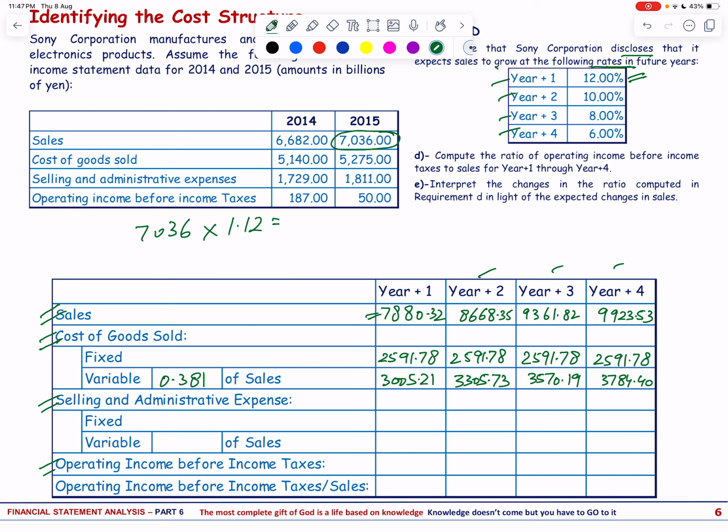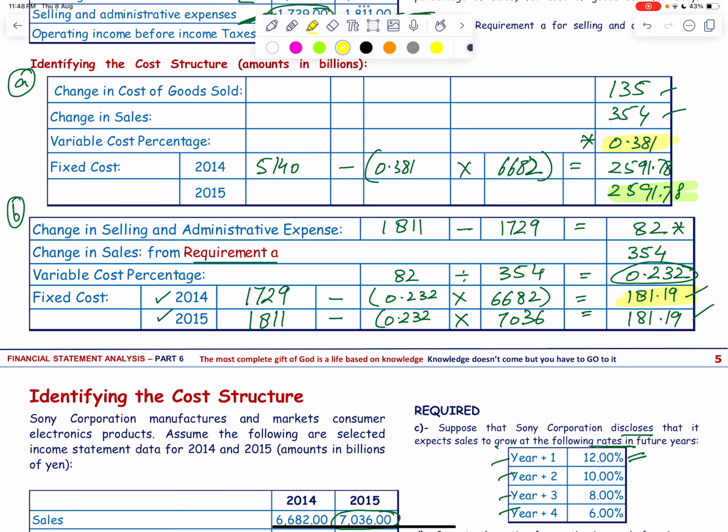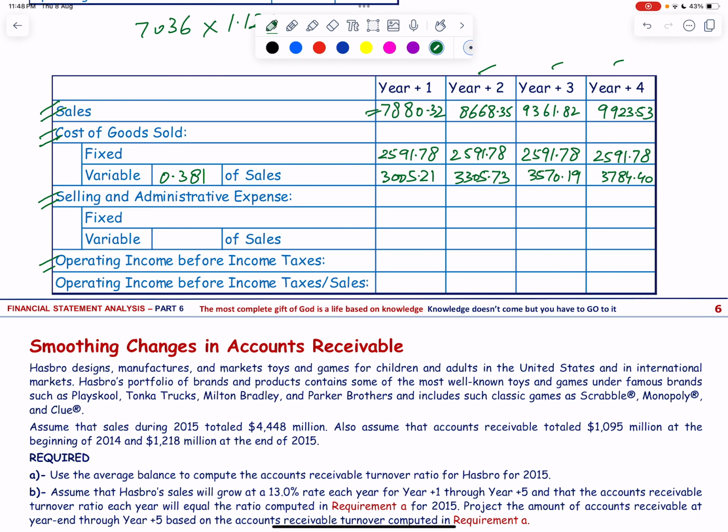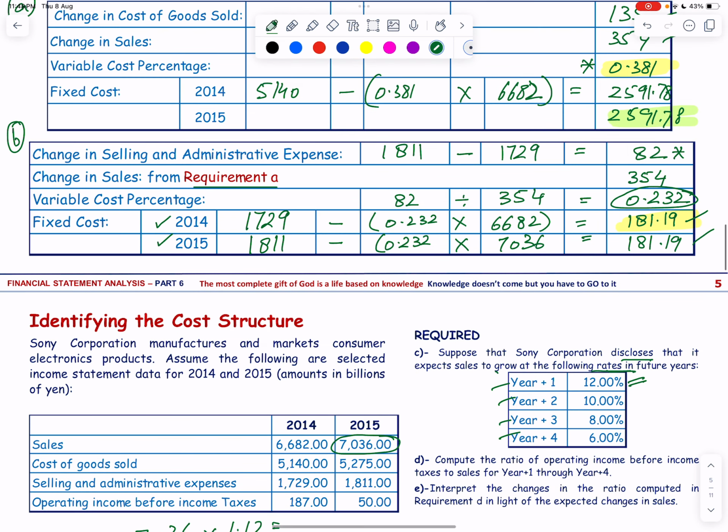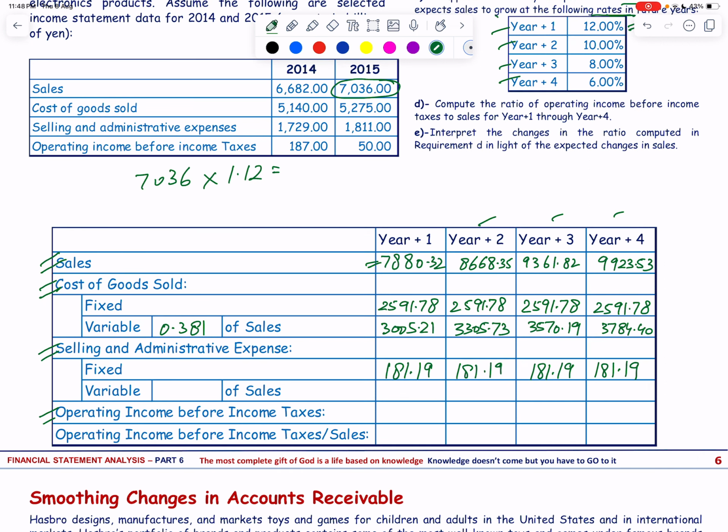Then we go for the selling and administrative expenses. For the fixed part, again we have the selling and administrative expenses as 181.19, and they will not change as they are fixed. And the variable cost that we have calculated over here was 0.232. So once again, variable cost times sales, so this will be 1825.38, 2007.92, 2168.56, and 2298.67.